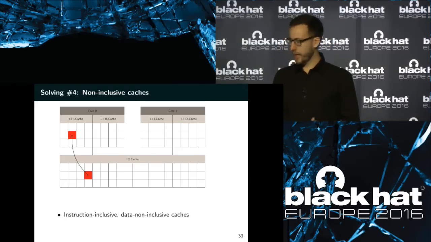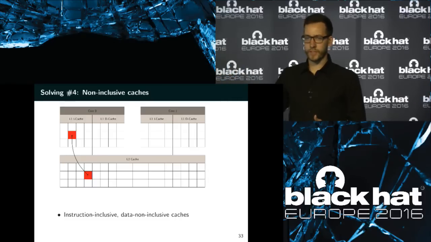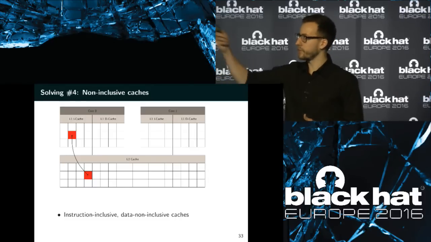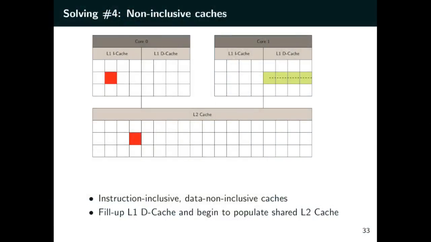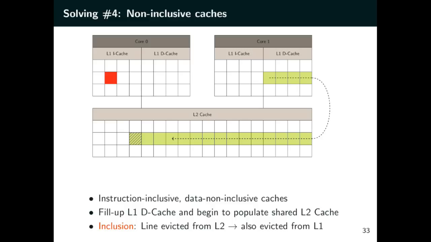And what we can do now to evict the data from the first level cache of the other core, which is private to the other core, is by just filling our own local data cache and starting populating the last level cache. And at some point, we are going to evict the address out of the last level cache. And because it's inclusive, it will also get evicted from the first level cache. And now we were able to evict an address from another core, even if we don't have inclusive caches entirely.